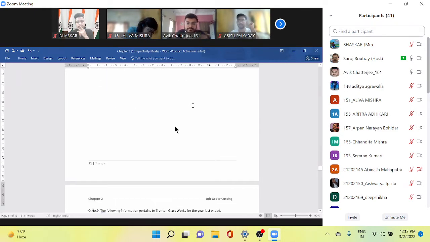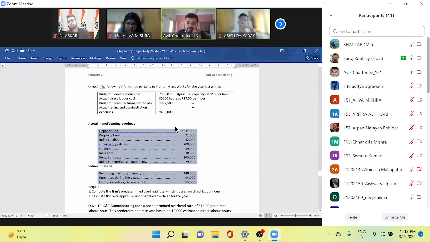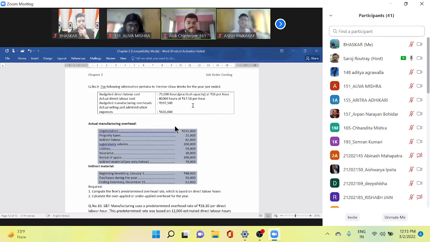Sir, what does it mean by practical capacity? It means that is the total capacity. 75,000 hours is the total capacity, practical capacity. But sometimes it happens that you go for adding more people on a contractual basis or something like that. So your actual labor hour can sometimes exceed the practical capacity. Normally it remains less than that, but sometimes it happens. So that has happened in this case.